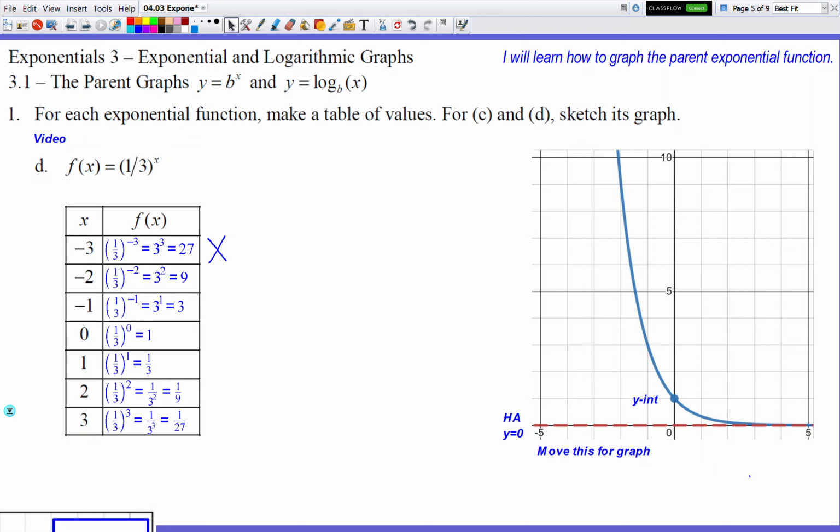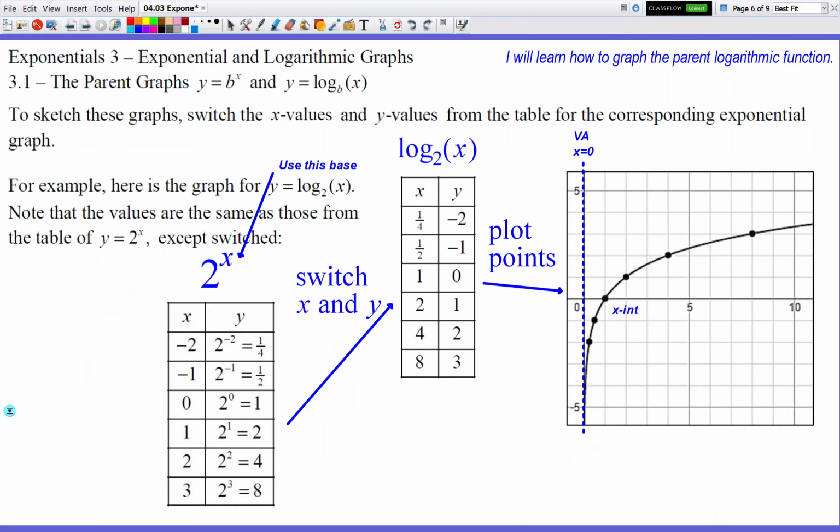Let's move on to the next graph, which is, I think, a logarithmic graph. Okay, so let's take a look at the logarithm graph. This is going to take a little bit more work, as you can see from this next slide already. So we're going to graph the logarithm, log base 2 of x.